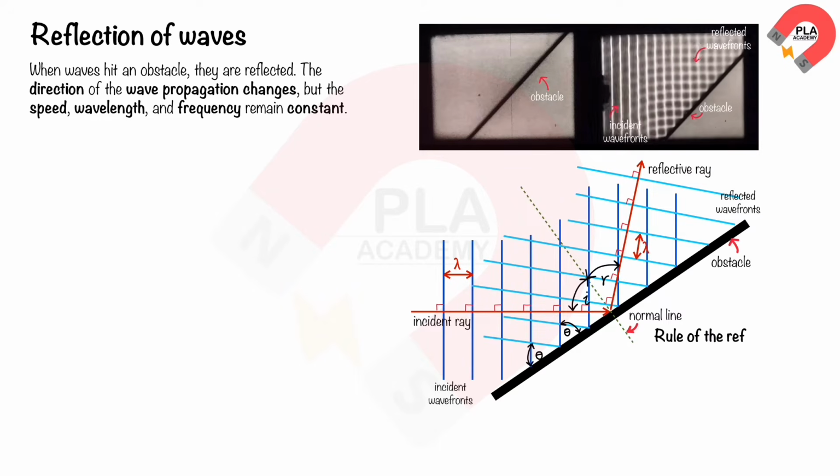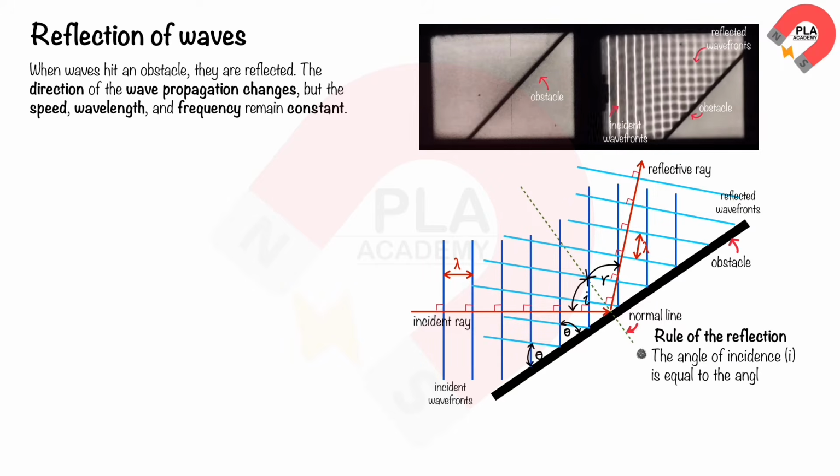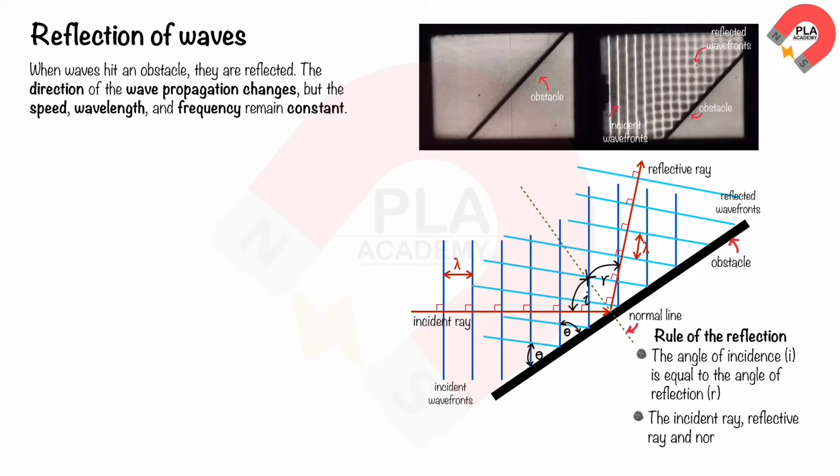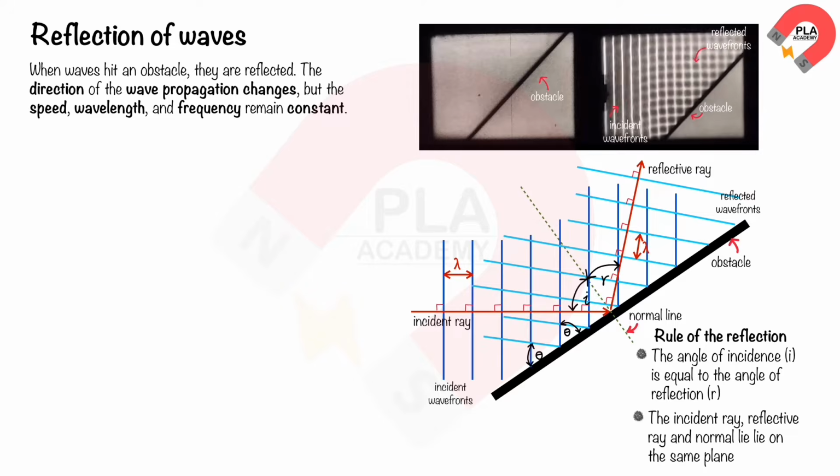Rules of the reflection. The angle of incidence, I, is equal to the angle of reflection, R. The incident ray, reflected ray, and normal lie on the same plane.